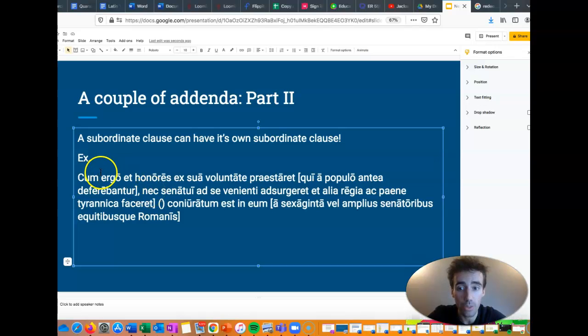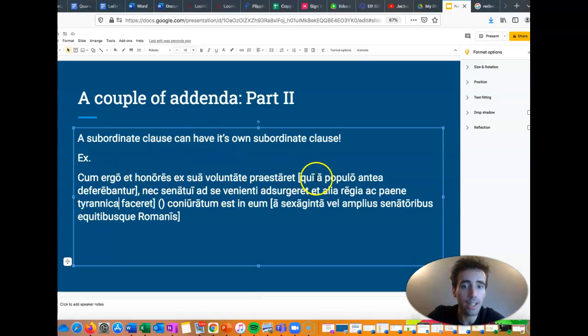And also, so when he was bestowing honors from his own will, and he was not, nec, rising for the Senate coming to him, and also when he was doing other kingly and almost tyrannical things, it was plotted, coniuratum est, against him, and him being Caesar, because he was doing all this crazy stuff, and it was plotted against him by 60 or more senators and Roman knights. All right, so this is an example of how it can have its own subordinate clause.